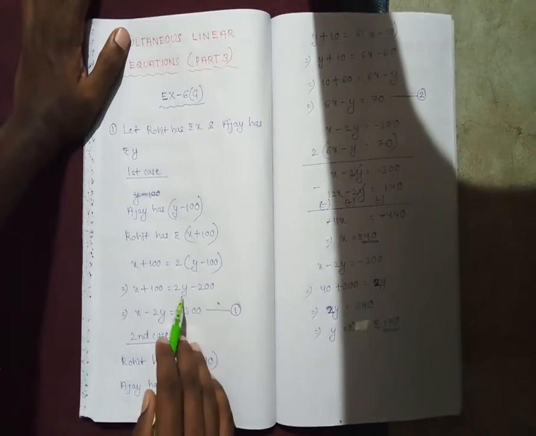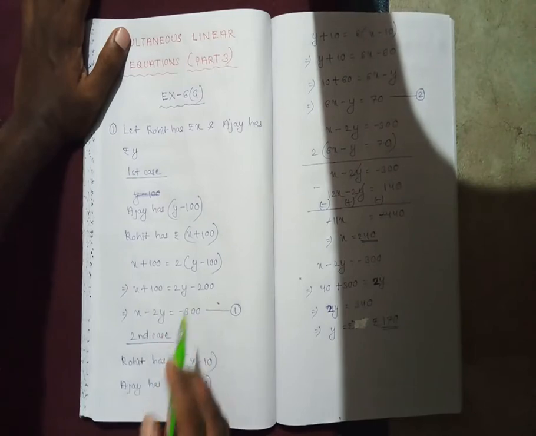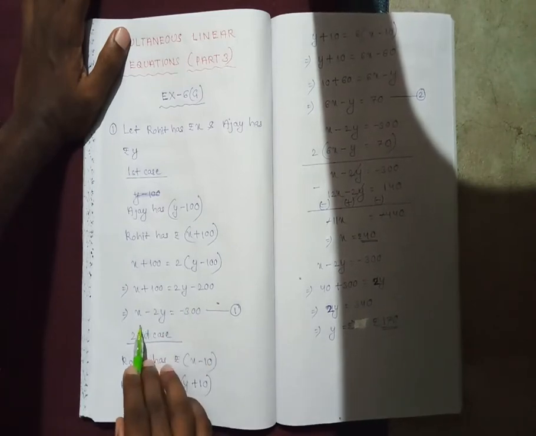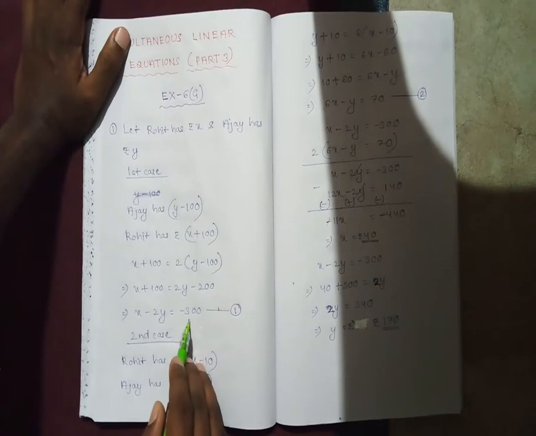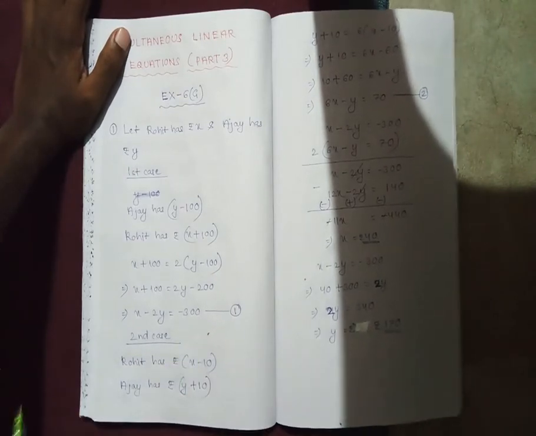Open the bracket, we get 2y minus 200. Take 2y to the left, 100 to the right. So we will get one equation, x minus 2y is equal to minus 300. Let it be equation 1. Now let us move to the second case.